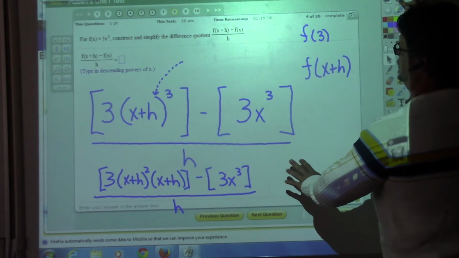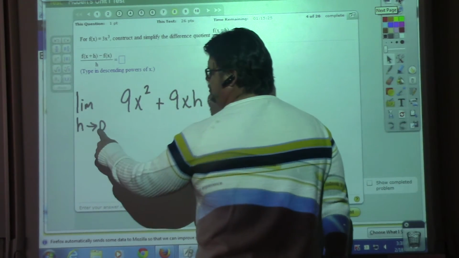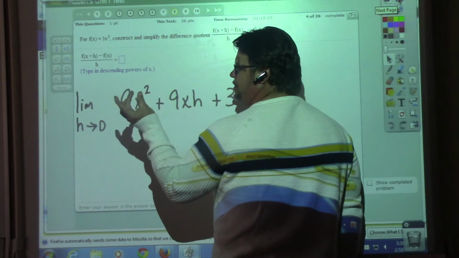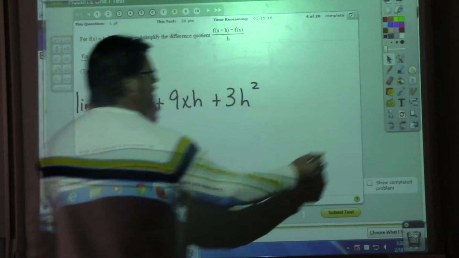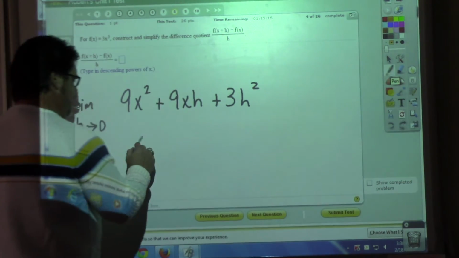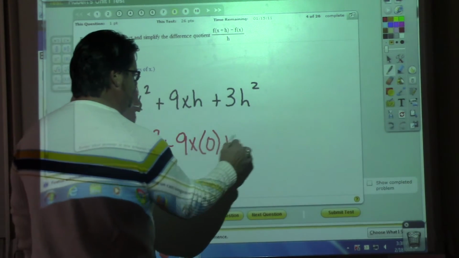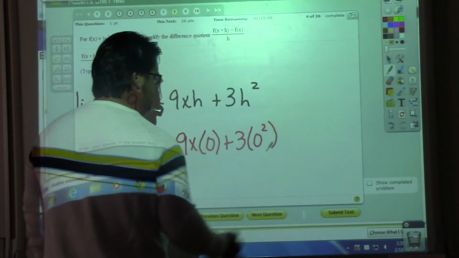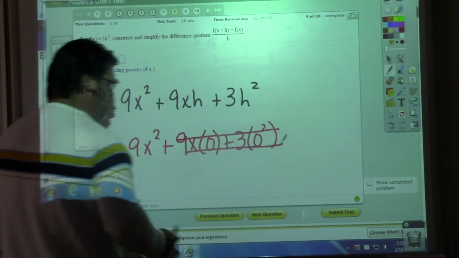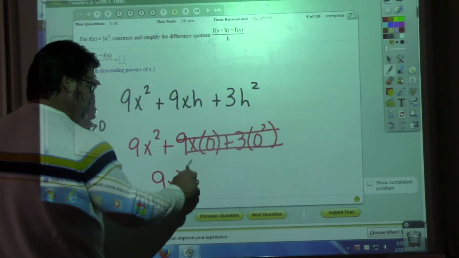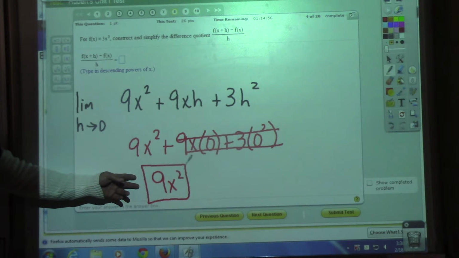Now, go back to the equation. So, as h approaches 0, as those two dots get closer and closer together, you get 9x squared plus 9x times 0 plus 3 times 0 squared. And what happens for these two? Of 0. And your answer is 9x squared. That is the equation for the tangent line.